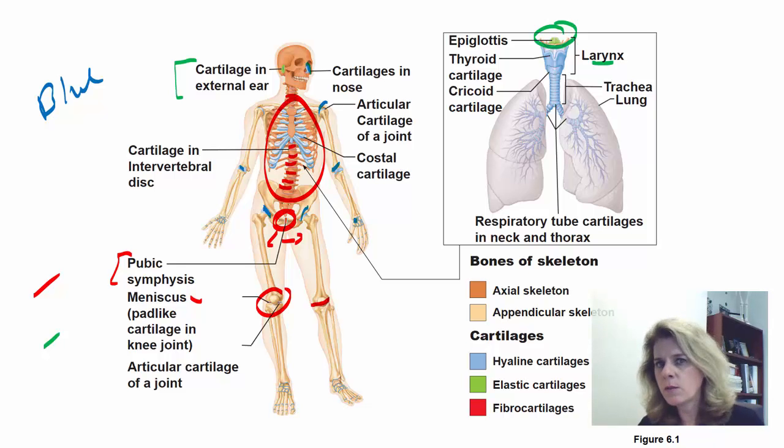So the easy way to remember it is if you can remember where elastic is, and if you remember where fibrocartilage is, hyaline's everywhere else. So if you have a question on the test that says the following places contain whatever cartilage, the only place that has elastic is the epiglottis and the ear. The fibrocartilage is just at the knee, where the two hip bones come together, the pubic symphysis, and in between the discs. Everything else is going to be hyaline cartilage. Okay?